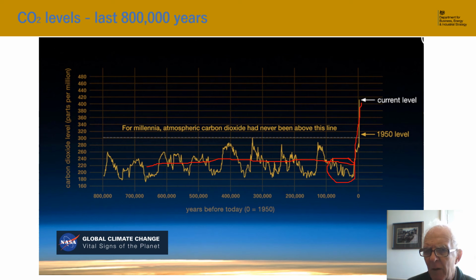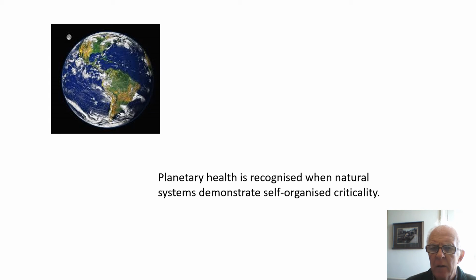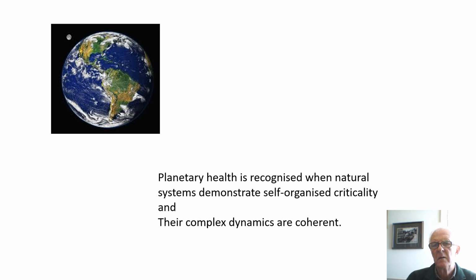And I think one of the things, and I don't know the literature in any depth, is that there doesn't seem to be that much literature around in this area looking at planetary health from this perspective. So perhaps a better working definition would be to think about planetary health as being when natural systems demonstrate self-organized criticality. And I wonder if it would be too much to also suggest that their complex dynamics are coherent, that is, in terms of their power law scaling, the power law scaling factor is similar. There doesn't seem to be too much literature in this area from that perspective.